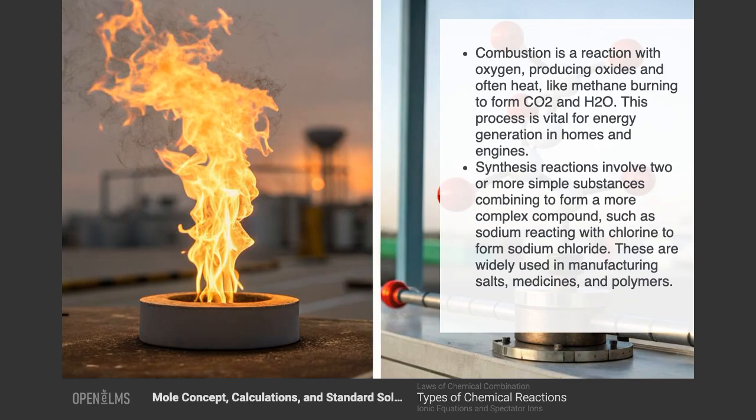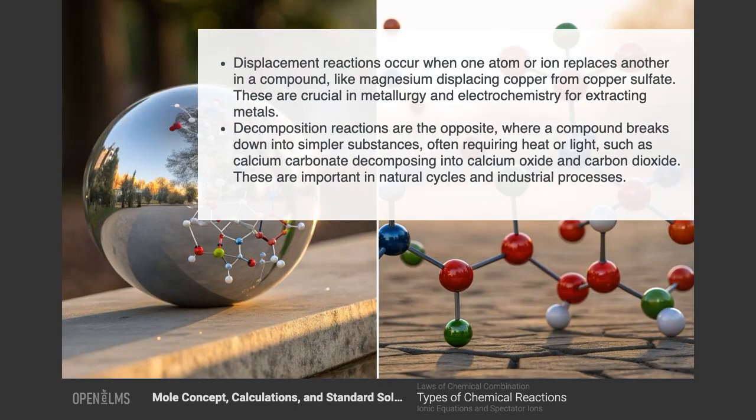Synthesis reactions involve two or more simple substances combining to form a more complex compound, such as sodium reacting with chlorine to form sodium chloride. These are widely used in manufacturing salts, medicines, and polymers. Displacement reactions occur when one atom or ion replaces another in a compound, like magnesium displacing copper from copper sulfate. These are crucial in metallurgy and electrochemistry for extracting metals.